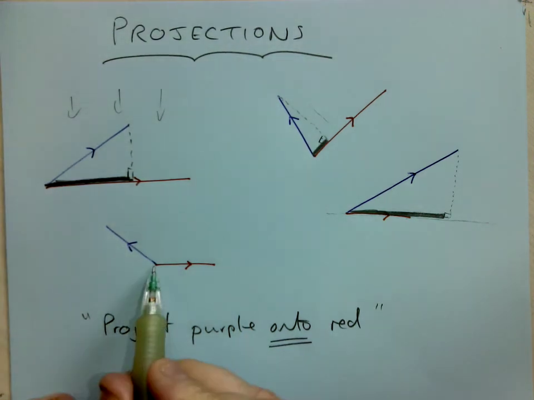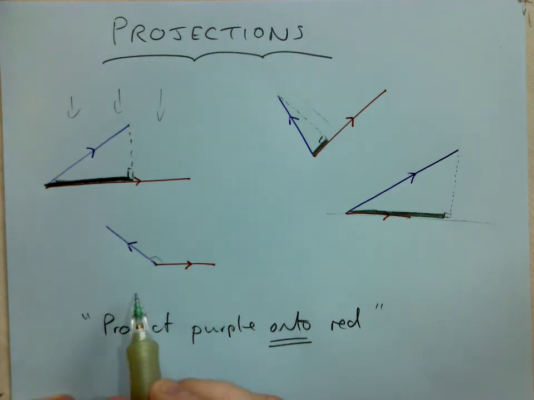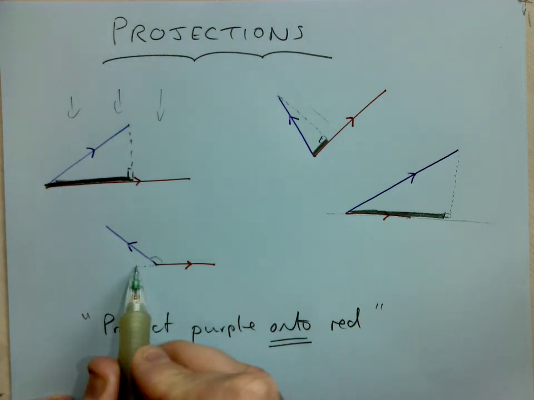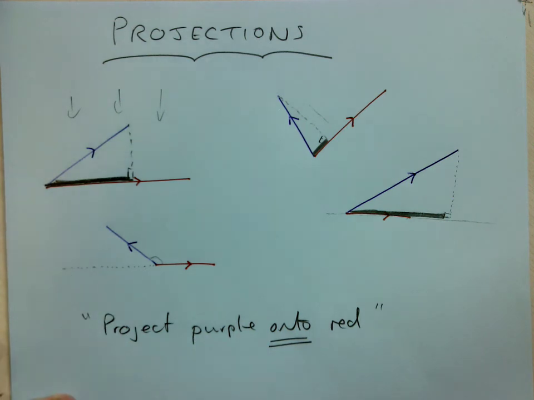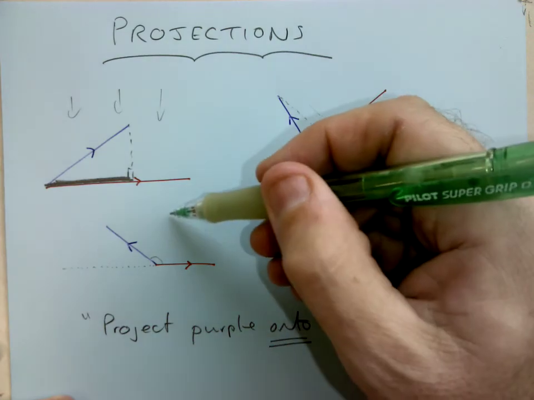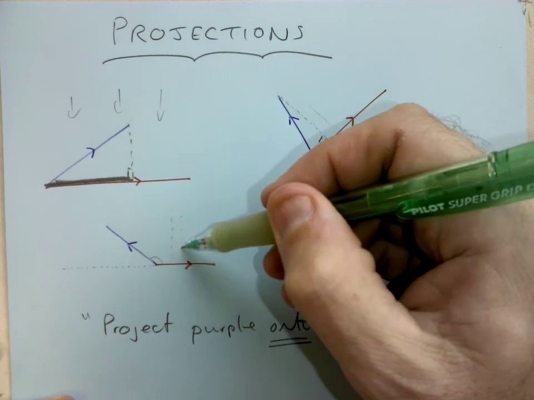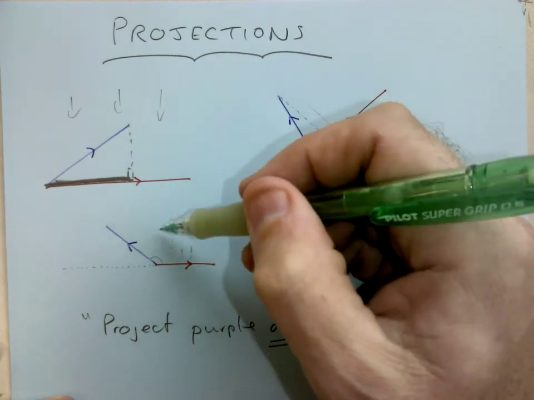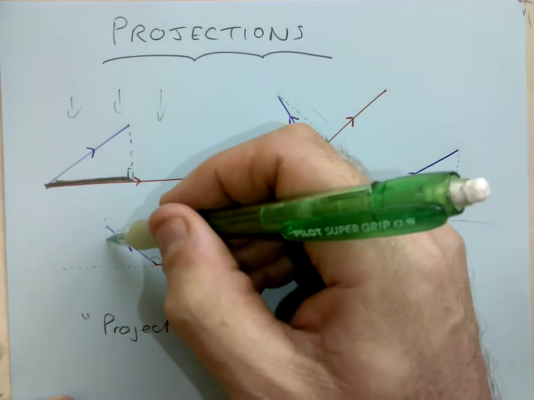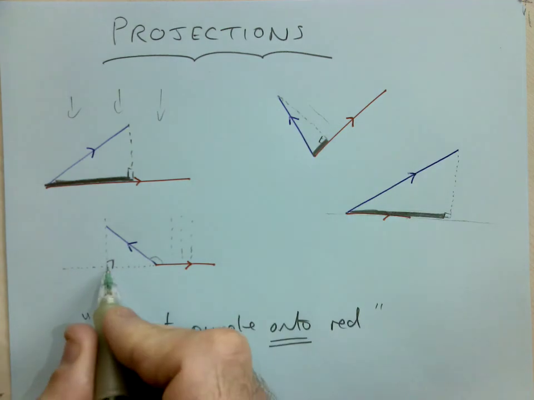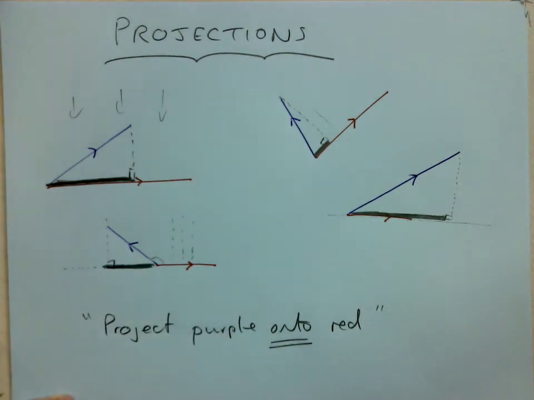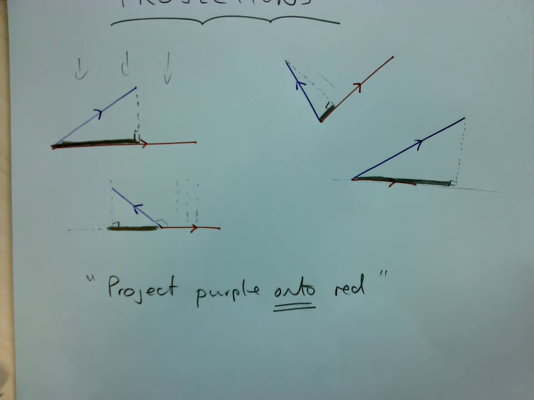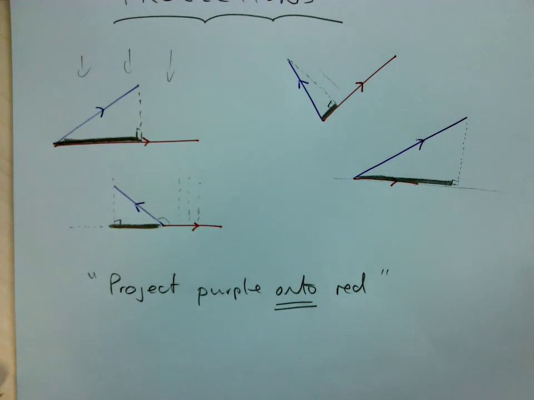In this example, I've got the purple vector, and the angle between them is obtuse. But imagine the screen continues backwards. So in this case, let's project perpendicularly onto the screen. So that light would come there. And so this time, the projection is here. So that's what I mean by the projection of one vector onto another.